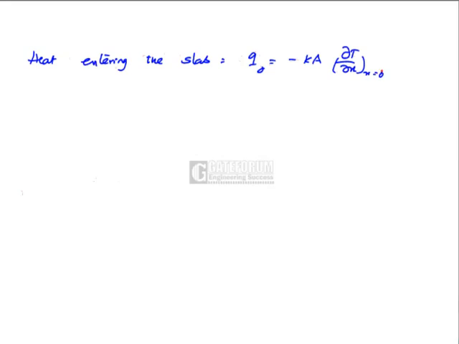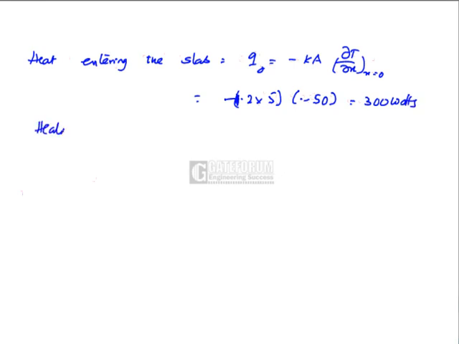So, heat entering the slab is Q at x is equal to 0, which is minus Ka dou T by dou x at x is equal to 0, that is minus 1.2 into 5, the area, into dou T by dou x at x is equal to 0, which we obtain as minus 50. That gives you 300 watts.